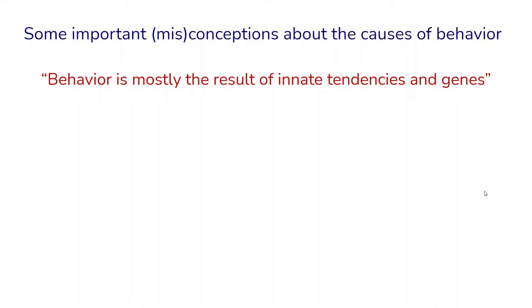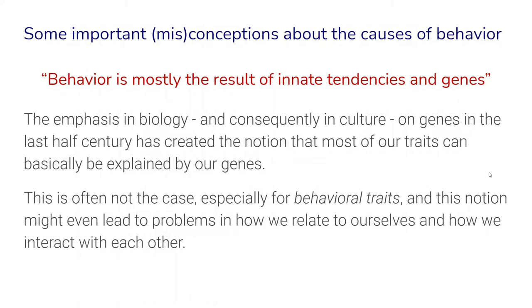So one of them is that people might really think behavior is mostly the result of innate tendencies and genes. And we can possibly attribute this to this emphasis in biology and then also consequently in culture on genes and genetics as an important scientific movement or discovery in the last half century, which might have created the notion that most of our traits can basically be explained by our genes. Now, of course, many times people don't really think that, but we still can see that oftentimes people argue about why people are the way they are because of some deterministic notion that it's based on their genes. However, this kind of explanation is often not sufficient, and it's often not the case, especially for behavioral traits.